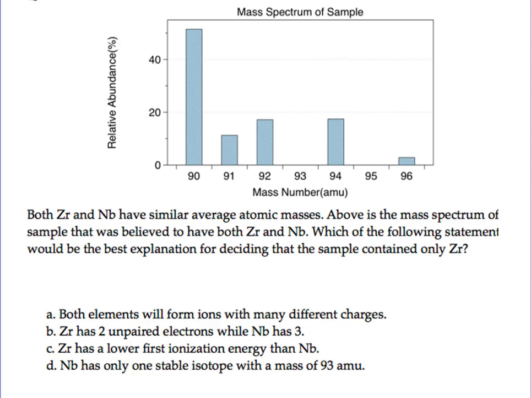So for this one, we know that the sample couldn't have any NB because it says that NB has only one stable isotope with a mass of 93. So if there was any NB, then there would be a peak here at 93, which there's not. So D would be the best explanation on why we only have zirconium in this sample. We can't tell any of the other answers based on a mass spec graph.